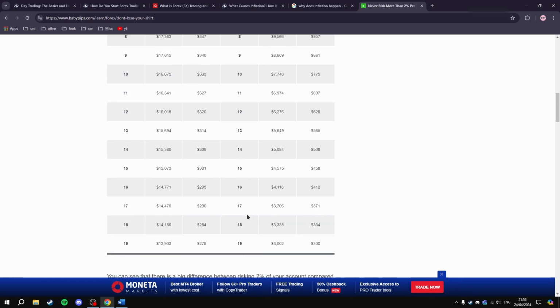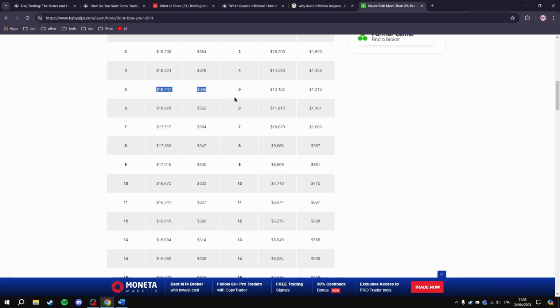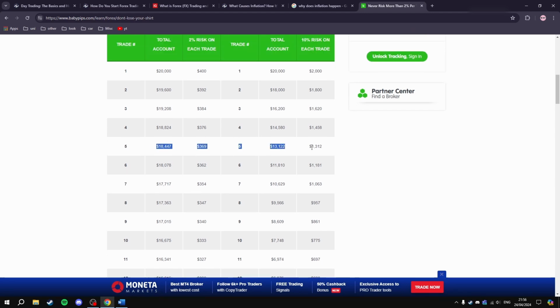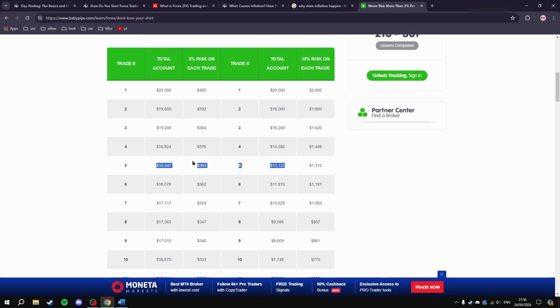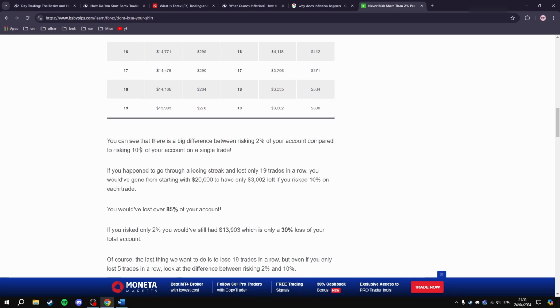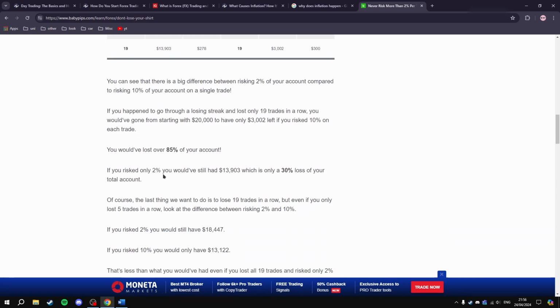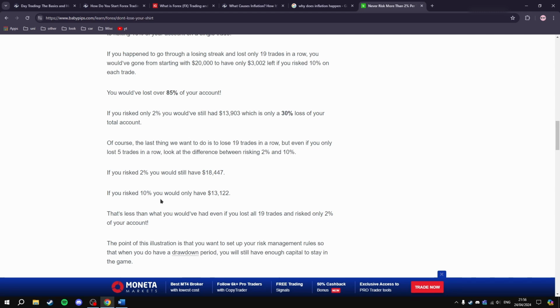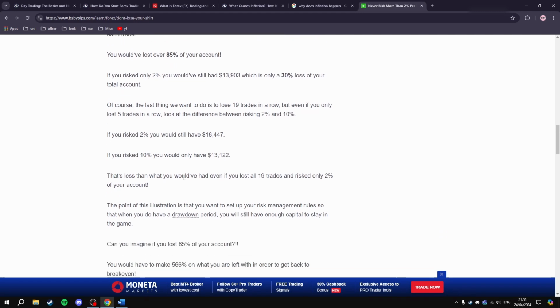So only losing 5 trades, you're down by 5,000 basically already if you're using 10% on each trade. If you risked 2%, you would still have 18,447. If you risk 10%, you would only have 13,122. That's less than what you would have had even if you lost all 19 trades and risked only 2% of your account.